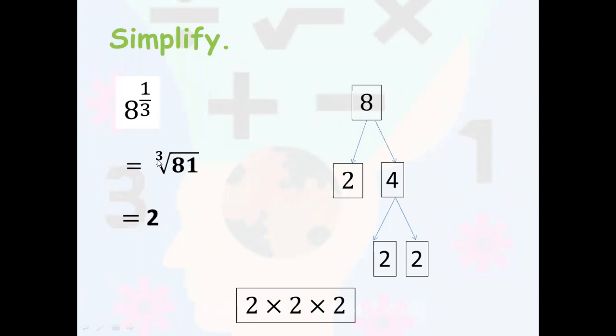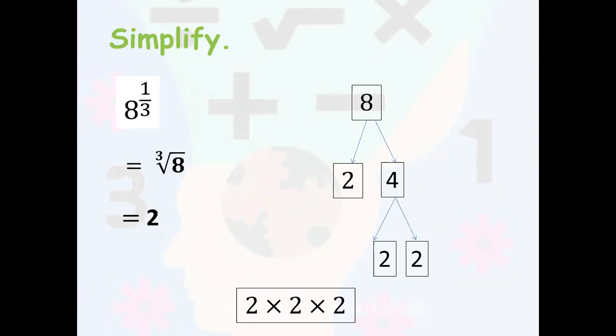Okay, so we put the root sign, and then the denominator becomes the index. So we have 3 as the index here, and then we have 8. So what does this mean? Which number multiplied 3 times gives us 8? That's what the index means.